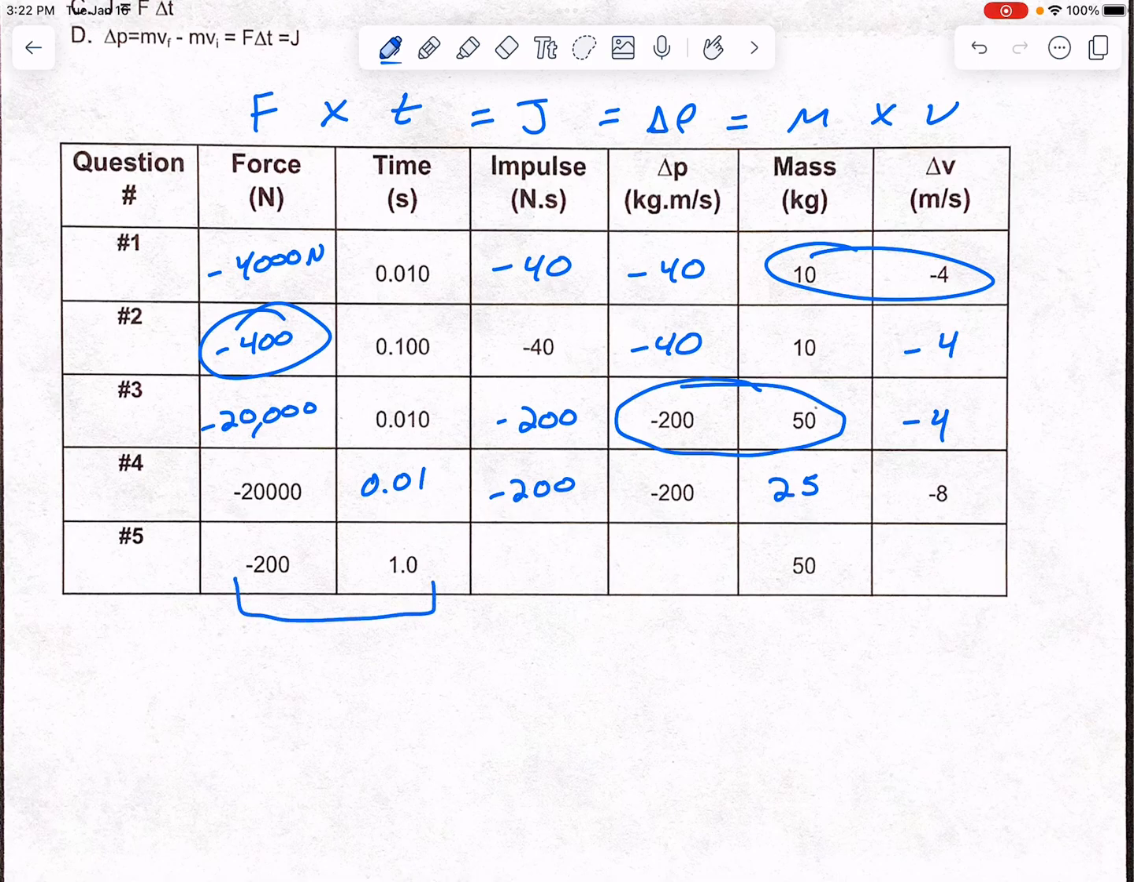And last one, I do have force and time right here, so I can multiply those to get my impulse. So negative 200 times 1 is going to give me negative 200. And I know impulse and momentum are the same, so this is negative 200 as well. And negative 200 divided by 50 is going to give me negative 4. And that will end that one.